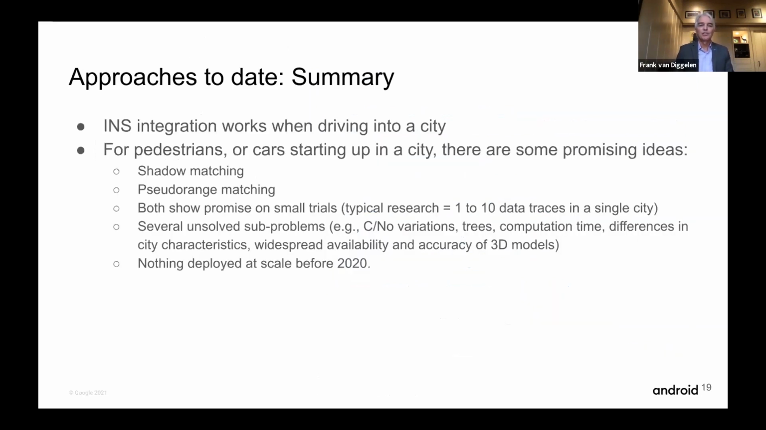So in summary, the approaches to date, INS integration works great if you drove into a city, but not great if you've been in the city a while or you started up in there. And then i.e. pedestrians or cars starting up in the city, promising ideas are shadow matching, pseudorange matching. Pretty much all the research that I've seen on this, and there's a lot of it, but all shows small trials, meaning 1 to 10 data traces in the paper, and usually in a single city. And there are many unsolved problems, some of which I've just mentioned. And bottom line, nothing deployed at scale, meaning something you could go out and find in your typical smartphone before 2020.